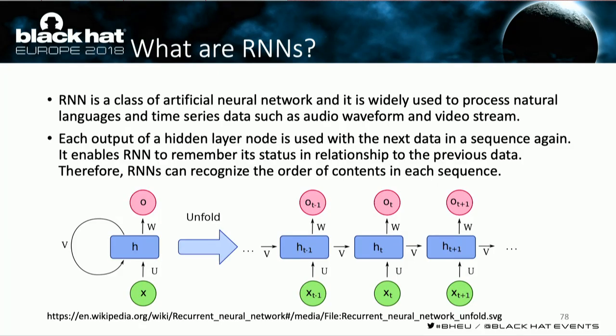Recurrent neural network is a type of artificial neural network. It's typically used to process natural language and time series data such as audio waveform and video stream. In recurrent neural networks, each output of a hidden layer node is used with the next data in a sequence again. It enables RNN to remember its status in relationship to the previous data. Thus, RNN can recognize the order of contents in each sequence.